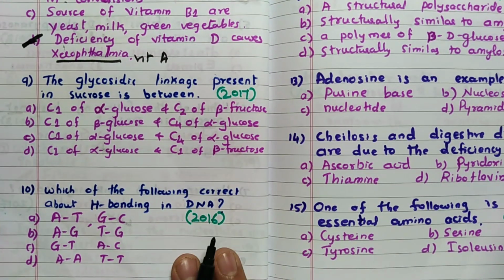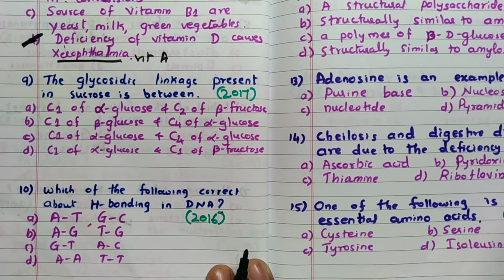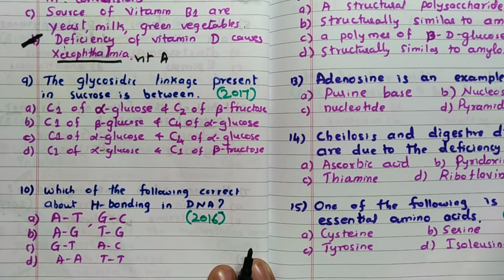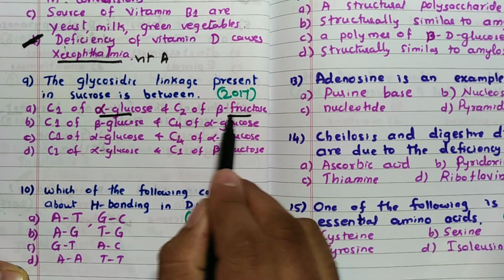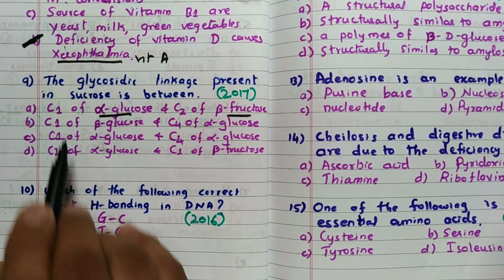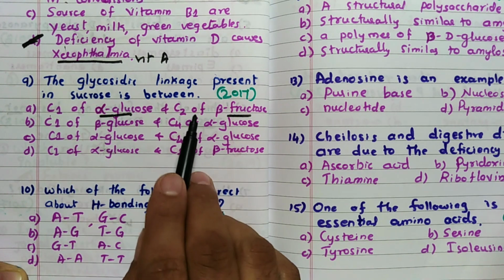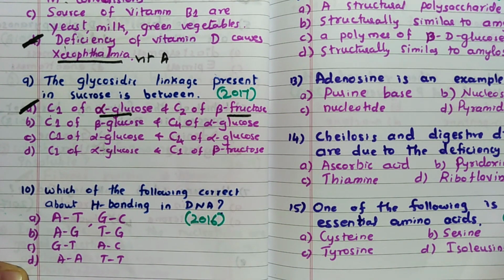Then glycosidic linkage present in sucrose, remember. So sucrose is made up of what? Remember, alpha glucose and beta fructose. Remember that. Very important, in the case of sucrose, C1 of alpha glucose is attached to C2 of beta fructose. Hence the answer for this question is A.